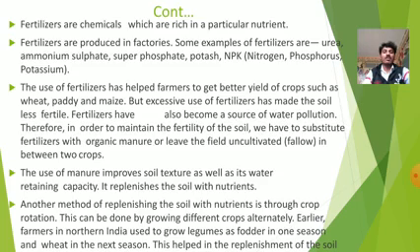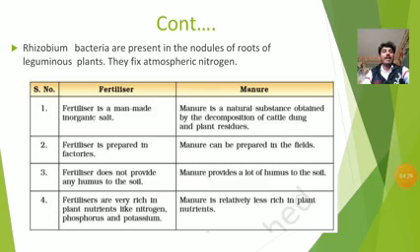Another method of replenishing the soil with nutrients is through crop rotation. This can be done by growing different crops alternately. Earlier, farmers in northern India used to grow legumes as fodder in one season and wheat in the next season. This helped in the replenishment of the soil. Rhizobium bacteria are present in the nodules of the roots of leguminous plants. They fix atmospheric nitrogen.